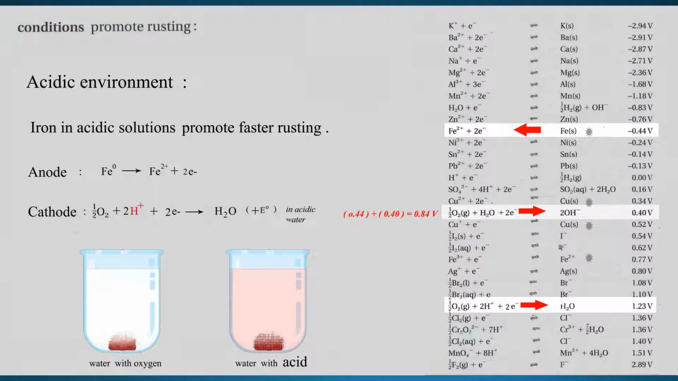And now let's look onto the bottom one. Same rule, reverse arrow, reverse sign. Same arrow, same sign. Add together, it gives you 1.67 volts. This has a higher potential difference. This higher potential difference means it is stronger to react, and so that makes it rust faster.